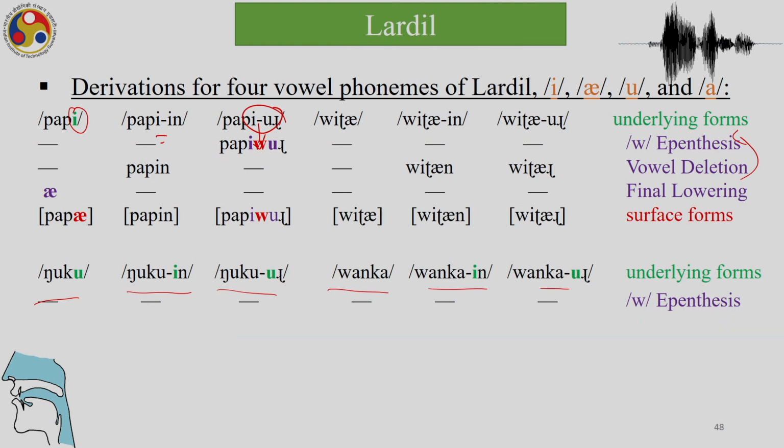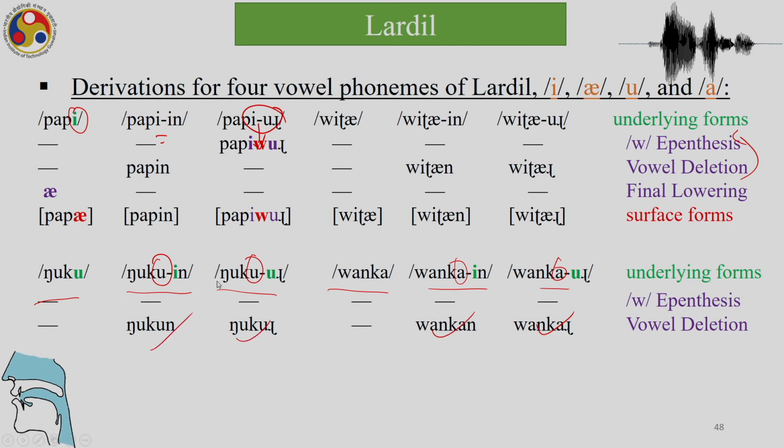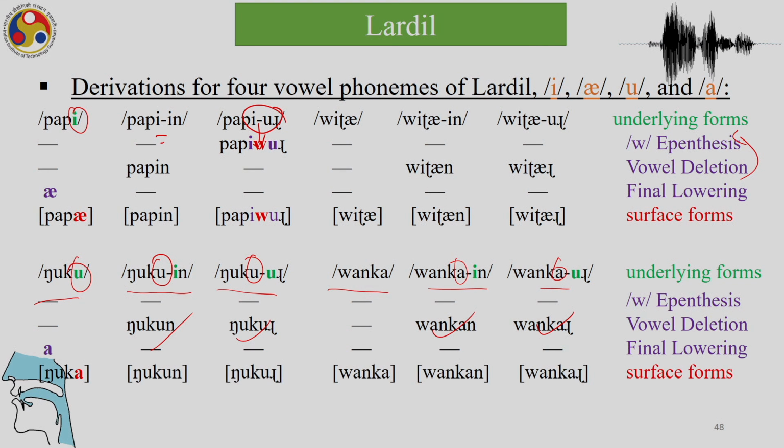And then we have vowel deletion. We have many contexts for vowel deletion, so this, and this, and we will see that vowel deletion applies in all those contexts. And then we have final lowering, which can only apply here, which is the high vowel u becomes a. And as a result, we have the surface forms nguka, ngukun, ngukur, wanka, wankan, wankar.